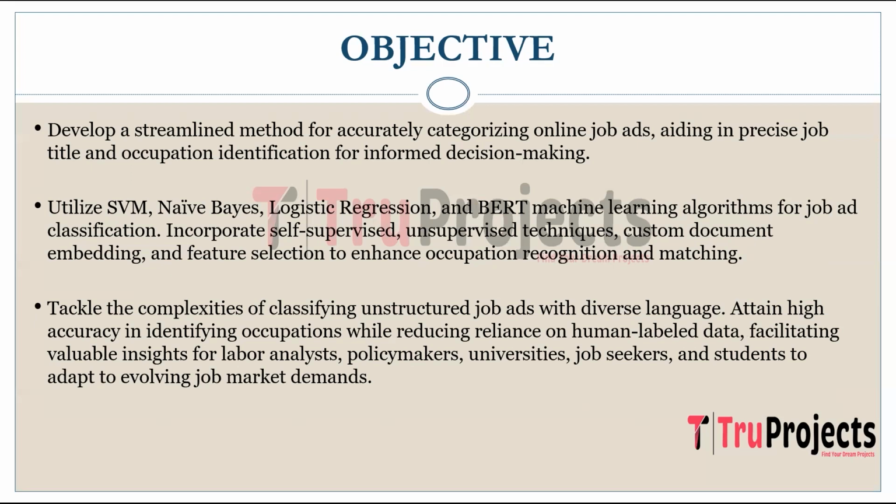The project aims to solve the challenge of accurately classifying job advertisements despite their unstructured or semi-structured format, diverse lexicons, and the presence of irrelevant information by achieving high accuracy in occupation identification and reducing the reliance on human-labeled datasets. The project streamlines the process of extracting valuable insights from job market data, benefiting labor market analysts, policymakers, universities, job seekers, and students in adapting to evolving job market demands.